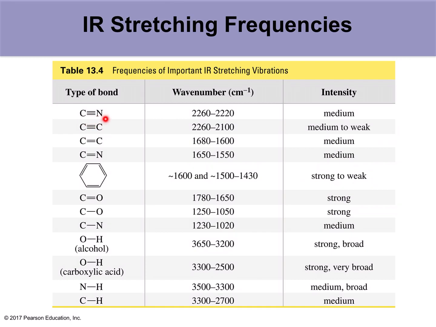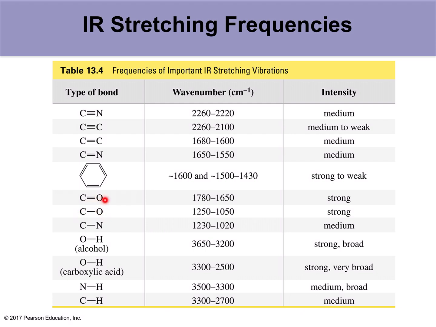Nitrile group, carbon nitrogen, comes around 2260 to 2220. You don't have to remember any of these numbers. We can always refer to the numbers in a table like this. And it also tells us the intensity of the peaks. Now the intensity depends on how polar the bond is. You see, carbon nitrogen is a medium intensity. Carbon carbon triple bond, medium to weak. Carbon carbon double bond, medium. Carbon nitrogen, medium. And then benzene, carbon oxygen double bond, carbon oxygen single bond.